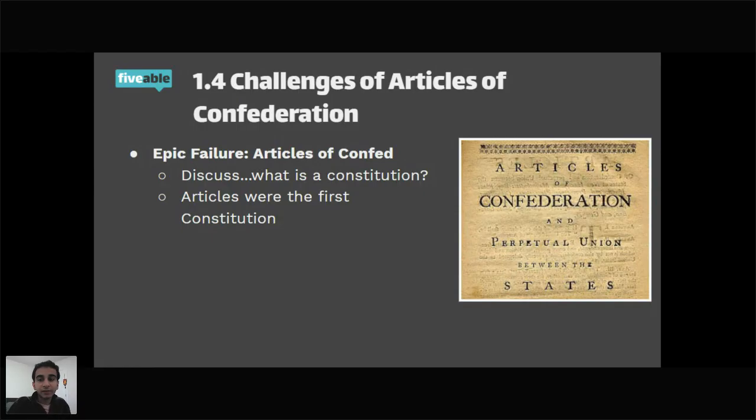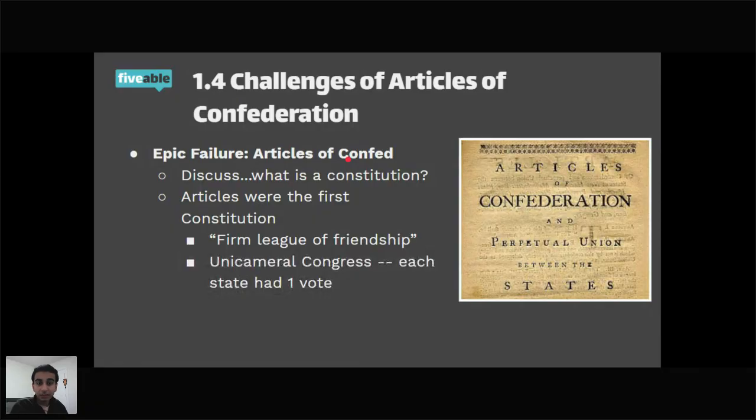Okay, so the Articles of Confederation really was the first constitution. So it was just a different name for the Constitution. Right, so it established a firm league of friendship. So they were all friends. In terms of making sure that there's national unity, there was no such thing because the federal government was so weak. So that's why they were a firm league of friendship. So you can see how they kind of set themselves up for failure.